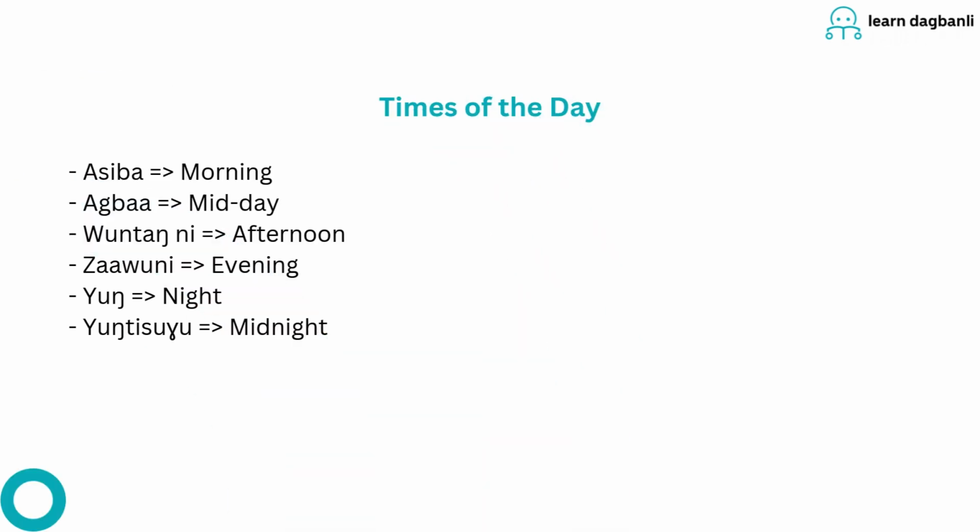Let's look at the times of the day in Dagbani. We have Asba, that is morning. Agba, that is midday. Wuntangni, that is afternoon. Zawuni, that is evening. Yung, that is night. Yung Tiso, that is midnight.